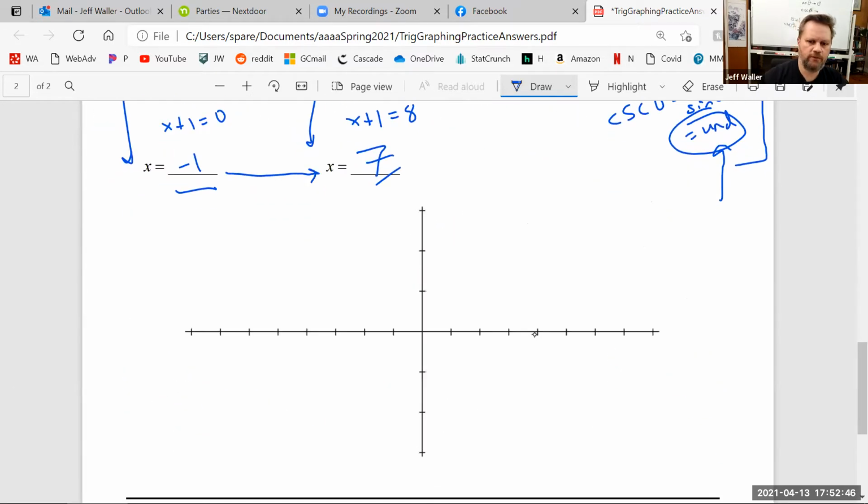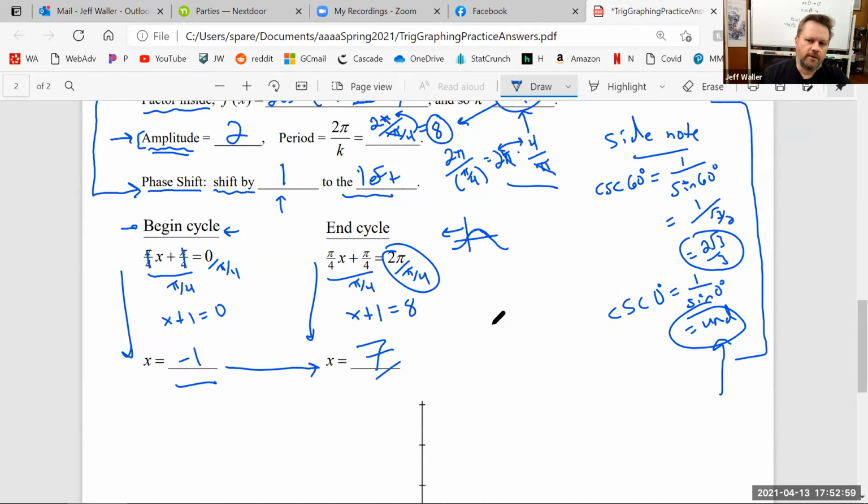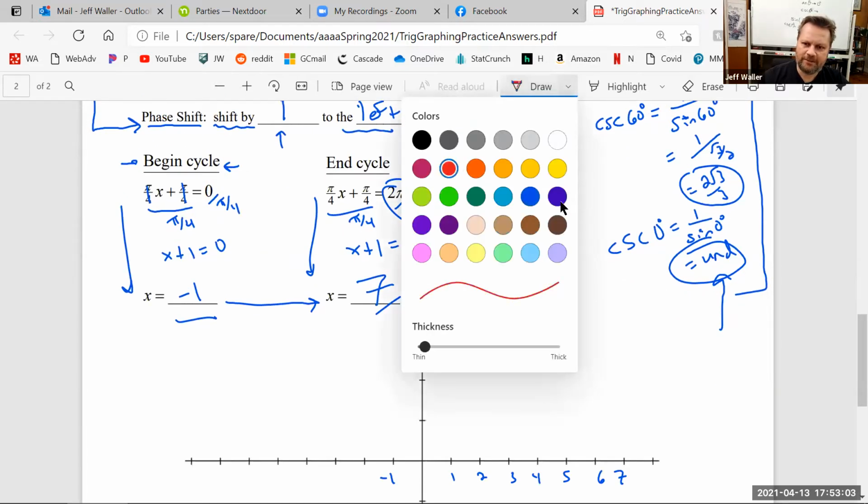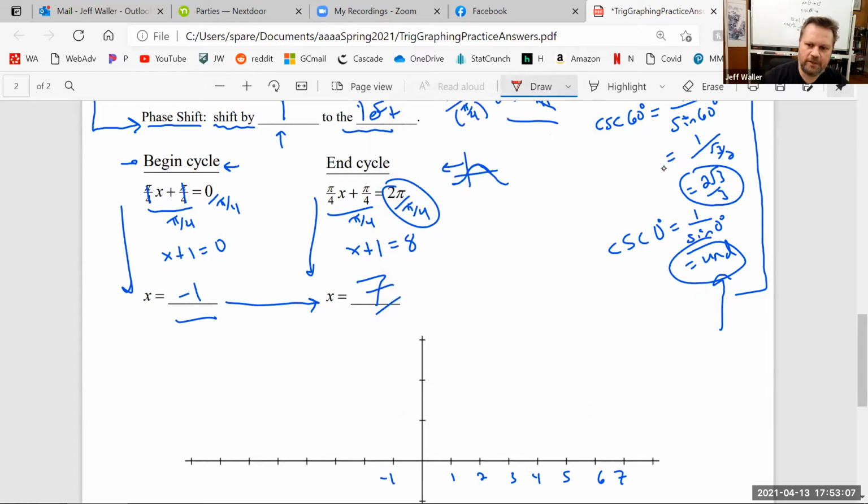Okay, so let's see if we can put it all together. So I want to start at -1, and I want to go to 7. 1, 2, 3, 4, 5, 6, 7. All right, I guess we'll do a normal. But, all right, I really don't know. I'm going to try. I don't know if you guys are with me. I'll start at 0, and then there's 1, 2, 3, 4.